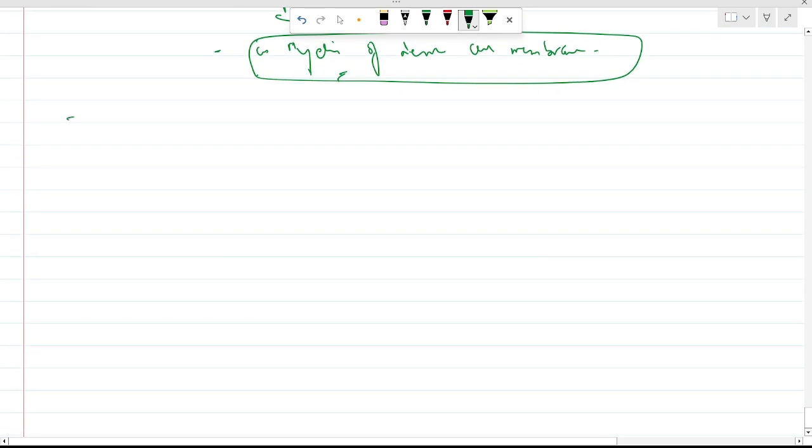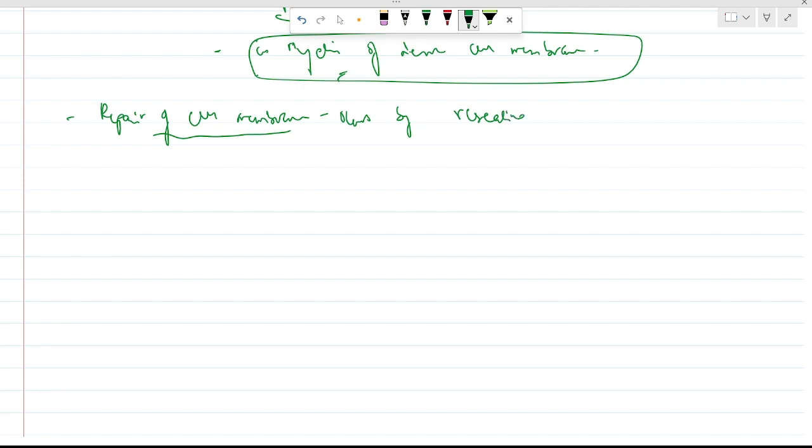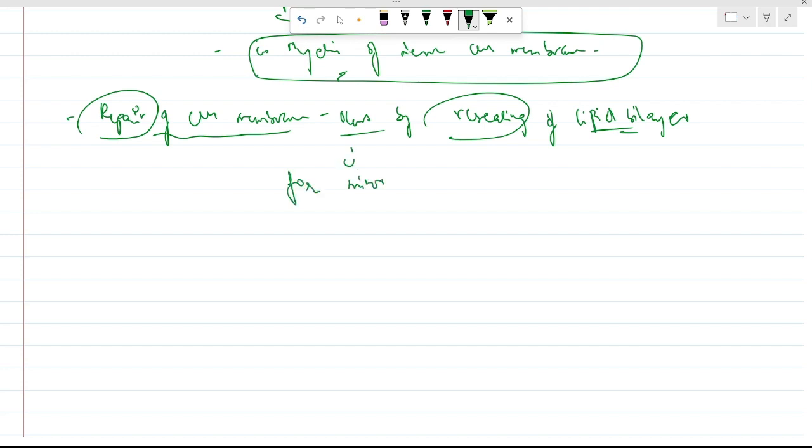Now we are going to see some facts about repair of the cell membrane. This repair of the cell membrane occurs by resealing of the lipid bilayer. This is for minor injury, for small gaps. For minor injury to the cell or creation of small gaps, the repair of the cell membrane occurs by resealing of the lipid bilayer.